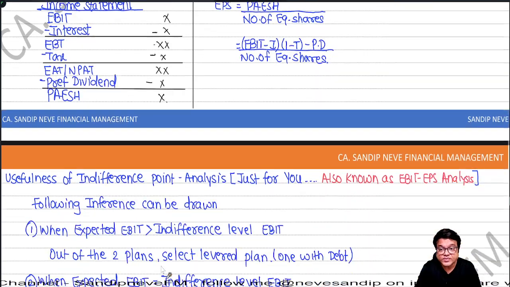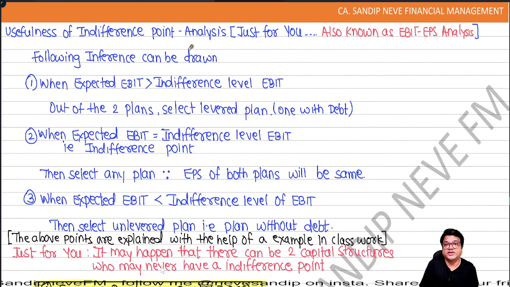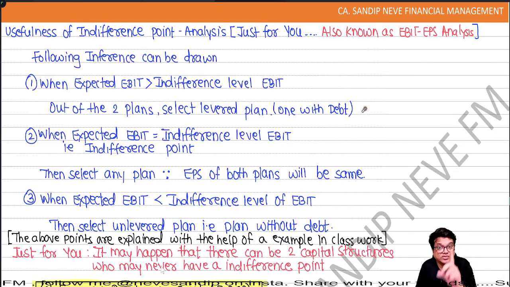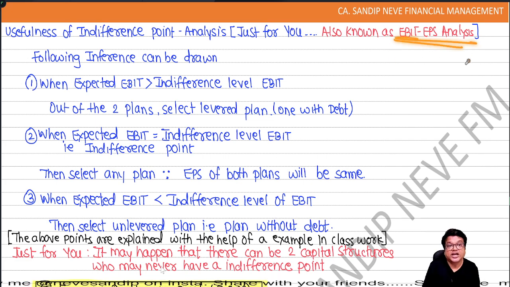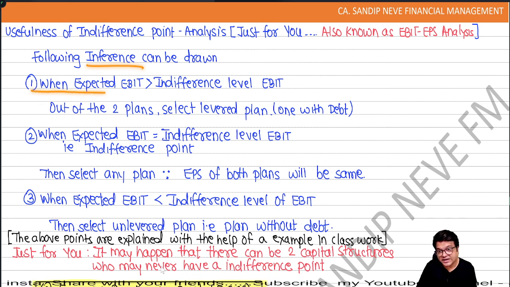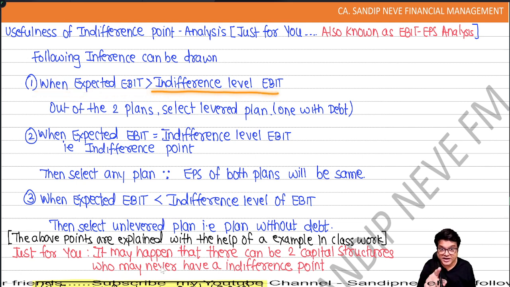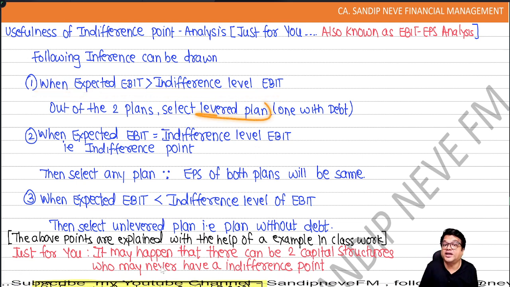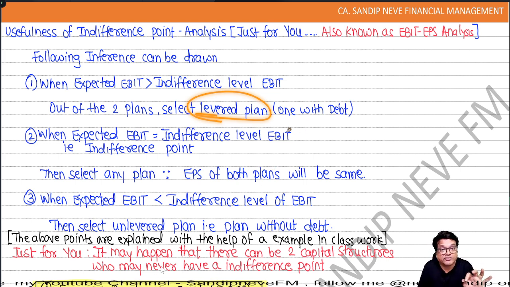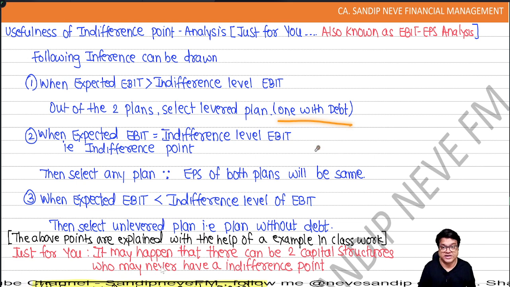Usefulness of the indifference point. Very simple. It is also known as EBIT-EPS analysis. What inference to draw? If the expected EBIT is greater than the indifference level, then select the levered plan, the one with debt. It will give you more EPS.